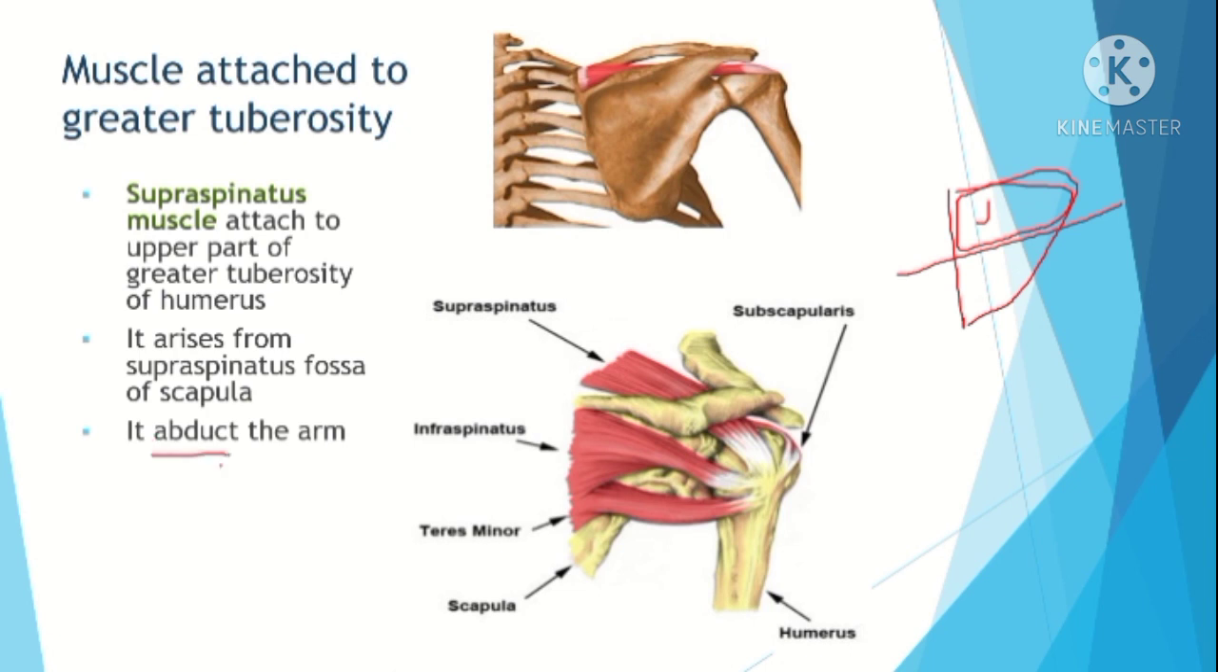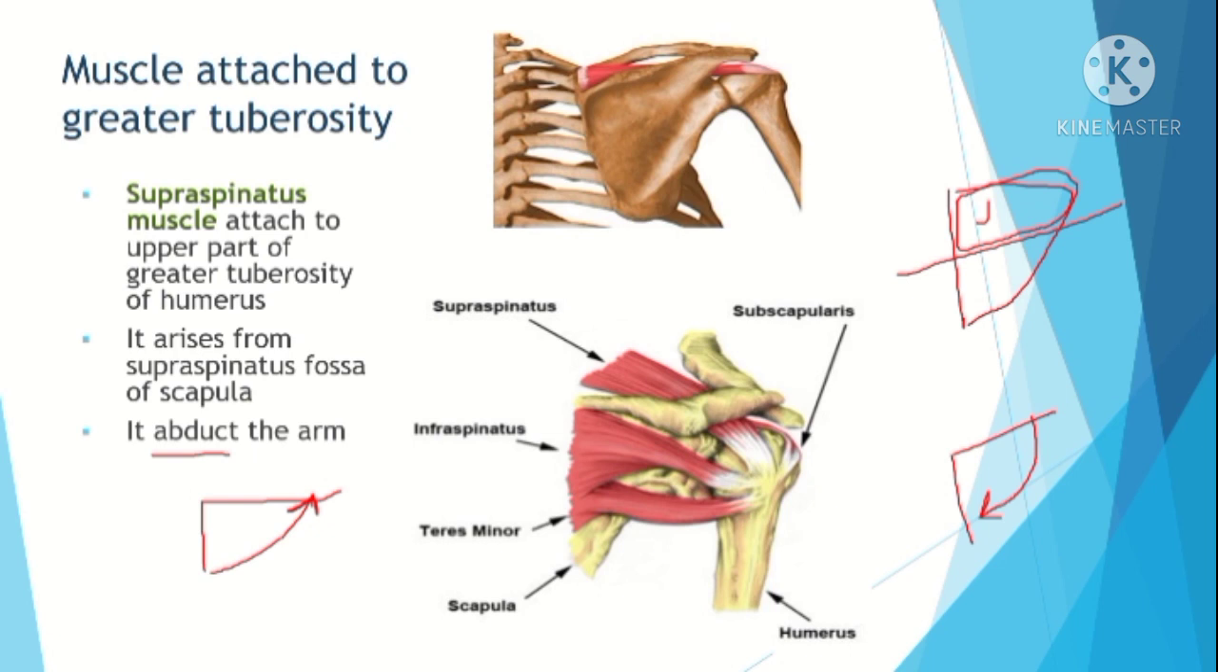What is abduction? Abduction is moving something away from the body, not towards, away from the body. Suppose this is towards, this is away from me: abduction. If I am bringing something towards my body, then it is adduction. Suppose this is my arm and the forearm, this is my total upper limb. If I am moving my upper limb away from the body, from the center line, that is abduction. But if I am bringing it towards the central line, it means adduction. I hope you are clear.